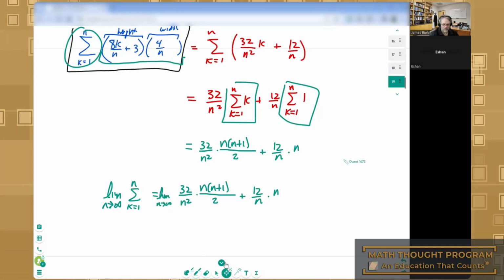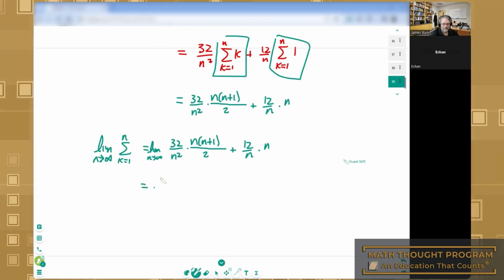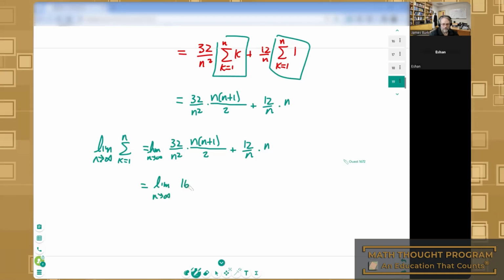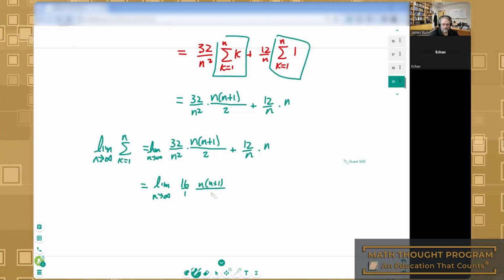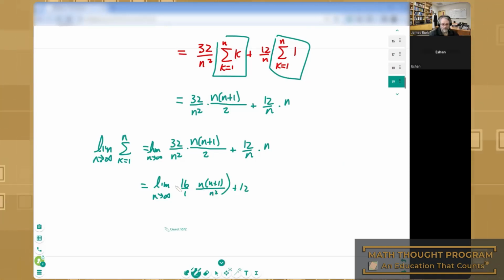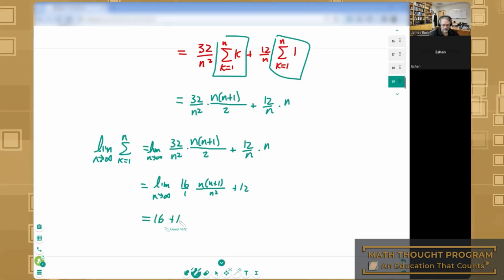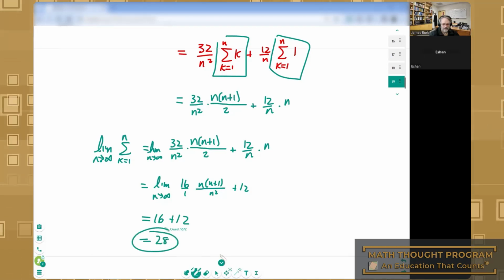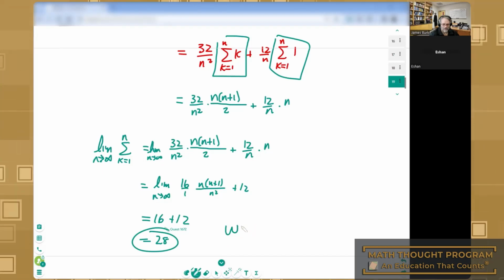So we take this problem and throw it back to the properties of our limits. We assess the first limit, you are going to get 16, and that's constant, so it is what it is. And the total comes to 28. Wow, that was hard.